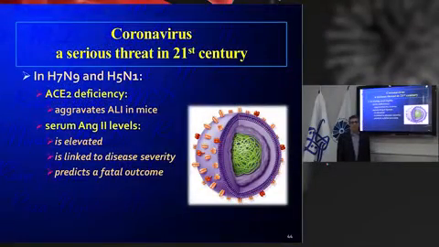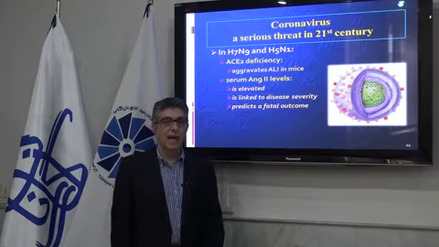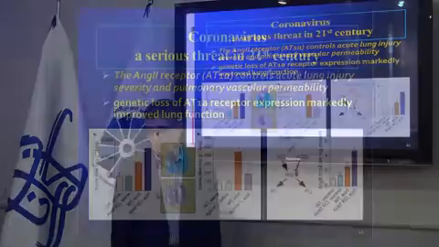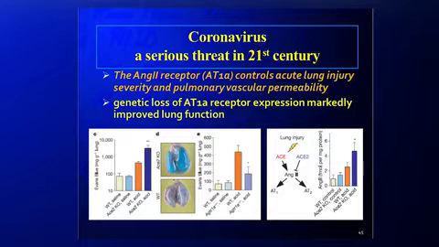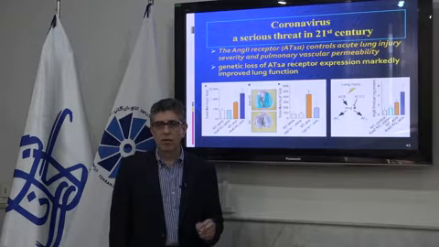In influenza H5N1 and H7N9, ACE2 deficiency causes acute respiratory distress syndrome in mice. In these diseases, the level of angiotensin II is high. And the level of angiotensin II is linked to the severity of the illness, and it predicts the fatal outcome of the disease. Okay, we can find another thing, that angiotensin II level is very important in the fatal outcome of influenza, COVID-19 and SARS, because ACE2 is very important, and we have deficiency of ACE2 in these diseases. Why the deficiency?